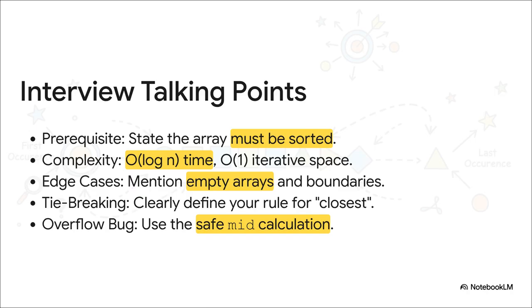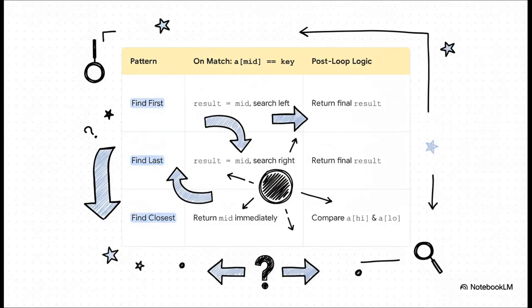All right, let's wrap this all up with a quick summary. This table right here is basically your cheat sheet. For finding the first or last element, finding a match means you log it as a candidate, and then you keep searching left or right. For finding the closest element, if you get a direct hit, you're done, return immediately.